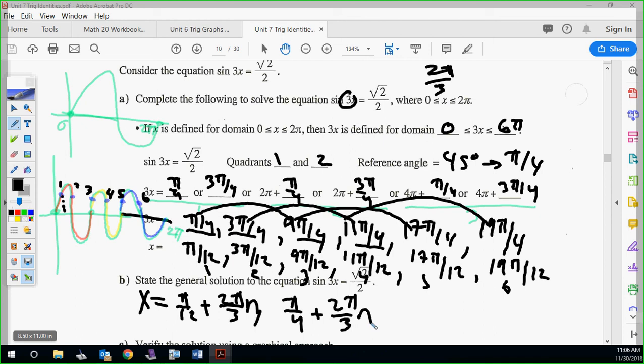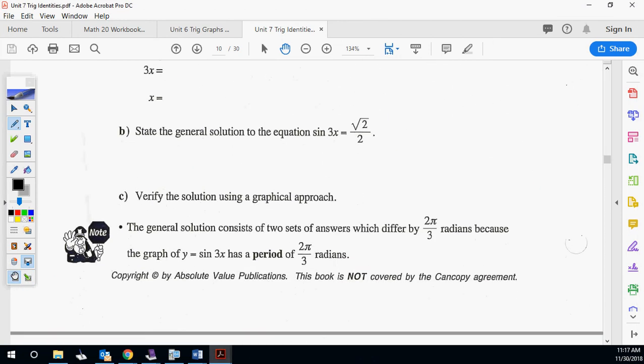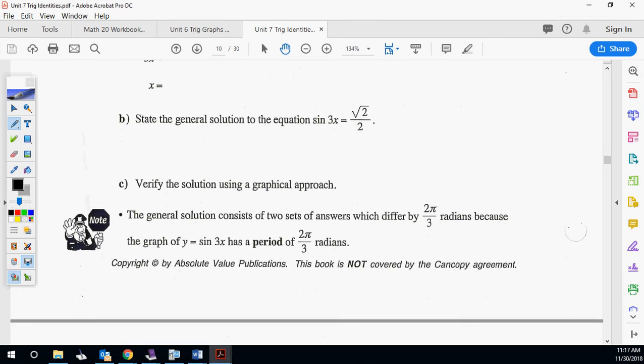All right, so let's look at what we've covered here for this part. Good job. Verify the solutions using a graphical approach. The general solution consists of 2 sets of answers which differ by 2 pi over 3 because the graph, sine 3x, has a period 2 pi over 3. So that's why the general solution differs by 2 pi over 3 because of the period, which we kind of know.